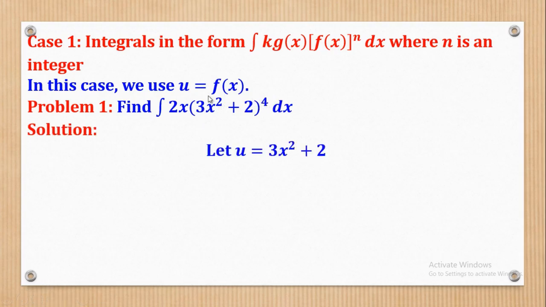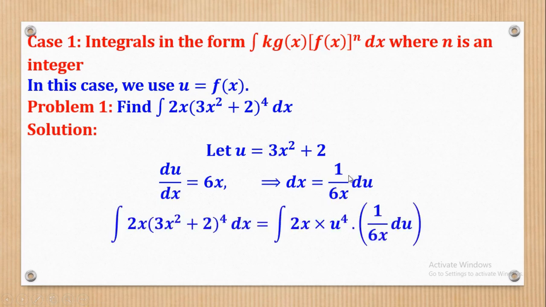So since the power is an integer, we shall let what is in bracket to be equal to u. So we shall say let u be equal to 3x squared plus 2. Now that we shall differentiate. When I differentiate this, I'll come up with 6x, and after differentiating, I'll make dx the subject to come up with dx equal to 1 over 6x du. And with that, I'll have to substitute in my given integral. Where there was dx, I'll put there 1 over 6x times du, which is this.